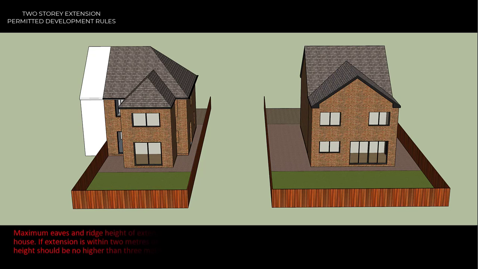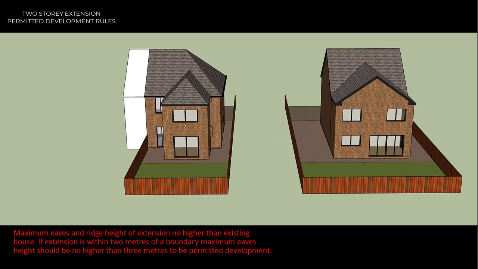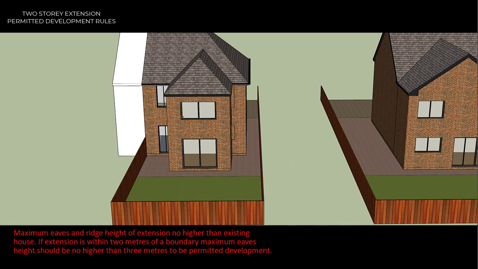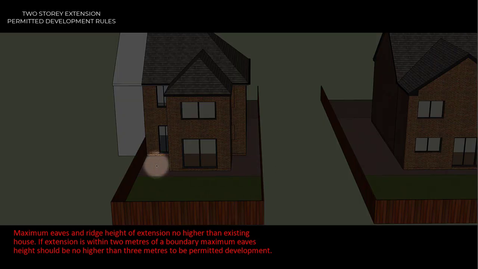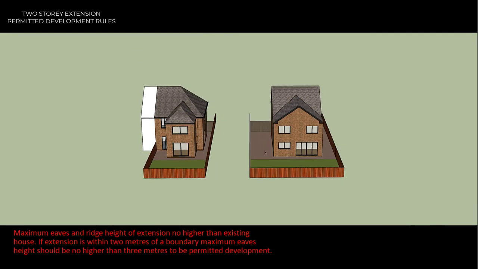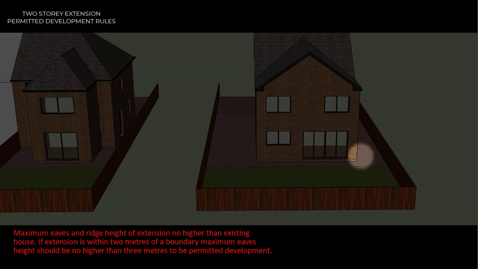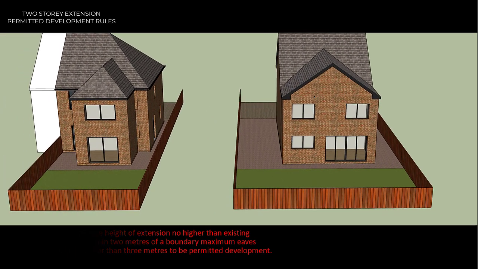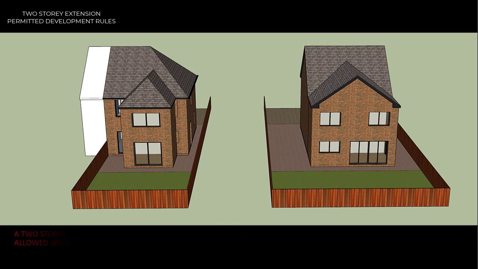The maximum eaves and ridge height of the extension should be no higher than the existing house. If the extension is within 2 meters of the boundary, the maximum eaves height should be no higher than 3 meters. So that is why the semi-detached house has been stepped in off the sides. This is stepped in 2 meters on each side so that you can take the actual eaves up to the same height as the original house. The detached house is 2 meters off the boundary. So you wouldn't be able to build a two-storey extension within 2 meters of the boundary.